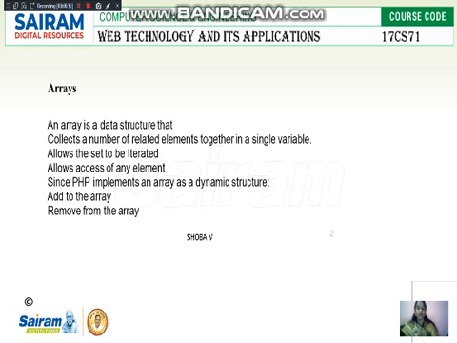When we're talking about a numeric array, it is an array with numeric values that we can access with integers, with numbers. An associative array is an array where the values of elements are accessed by strings. With a multi-dimensional array, one or more elements can be accessed using array elements. Since PHP implements an array as a dynamic structure, we can add to the array and we can also remove from the array.